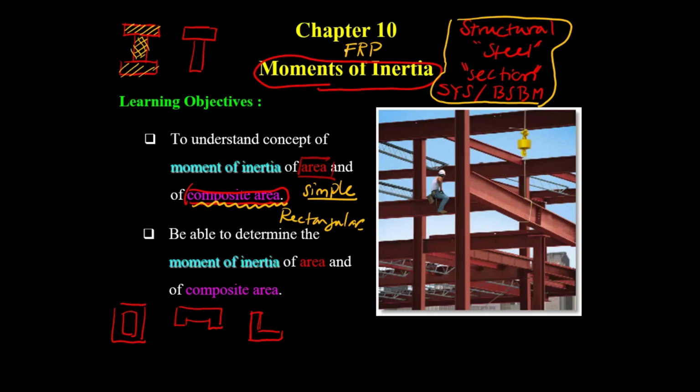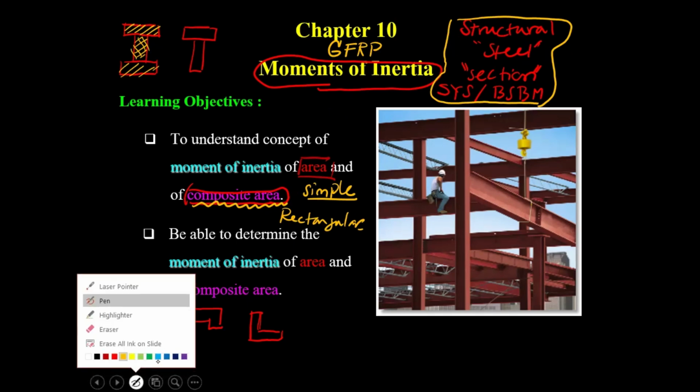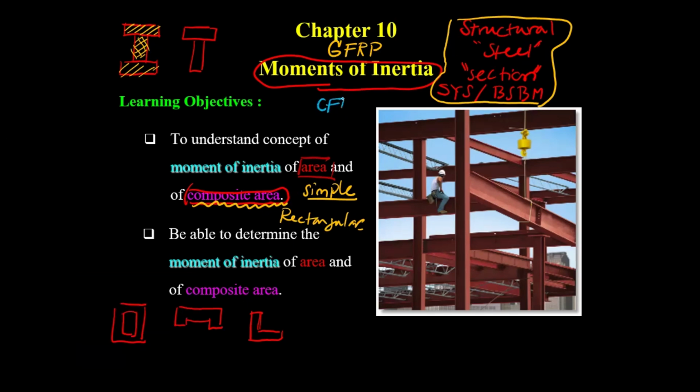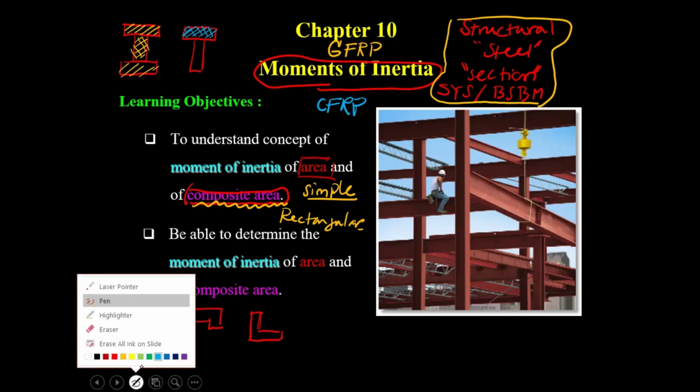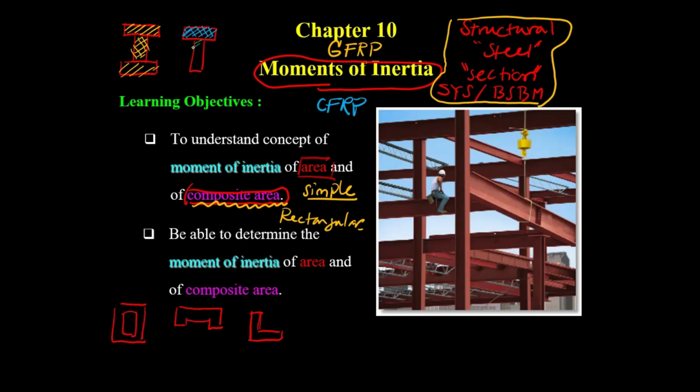Or sometimes it's not only fiber. Fiber reinforced plastic, and if you put it in the word CFRP, that's going to be carbon fiber reinforced plastic. Again, the material is aluminum, steel, carbon fiber. Most of these structural sections are composed of simple rectangular sections.